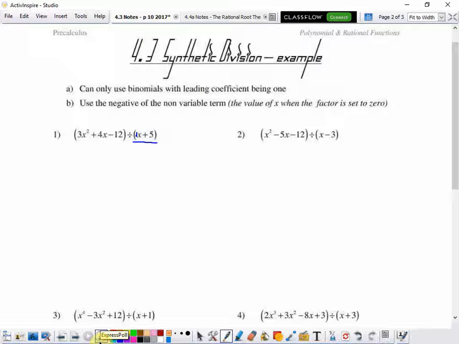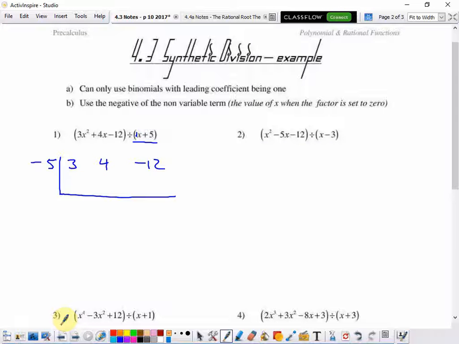For synthetic division, we use the opposite of the non-variable in the binomial. So that's a plus 5, so we're going to use a minus 5. And then inside this little box here, we're going to put these coefficients, 3, 4, and negative 12. Okay, so that's our setup.